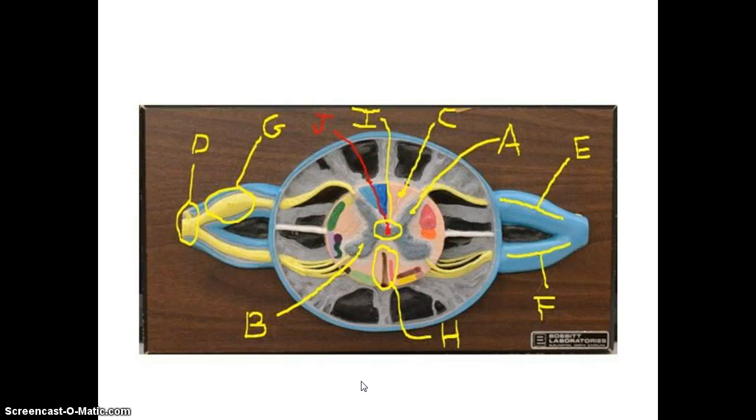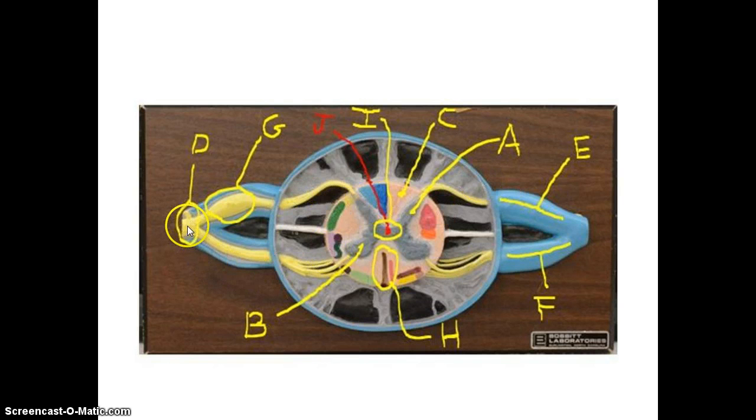In this video, we're going to look at different views of the spinal cord and go through the parts. We'll actually look at more than one model of the spinal cord so that you're comfortable with the different models that are available in the lab. Okay, so let's look at this cross-section transverse cut.